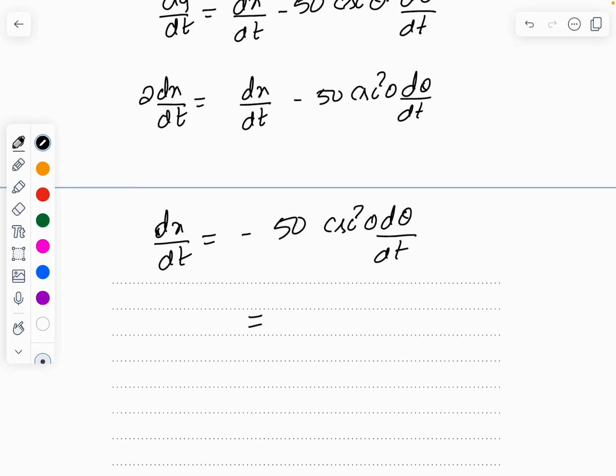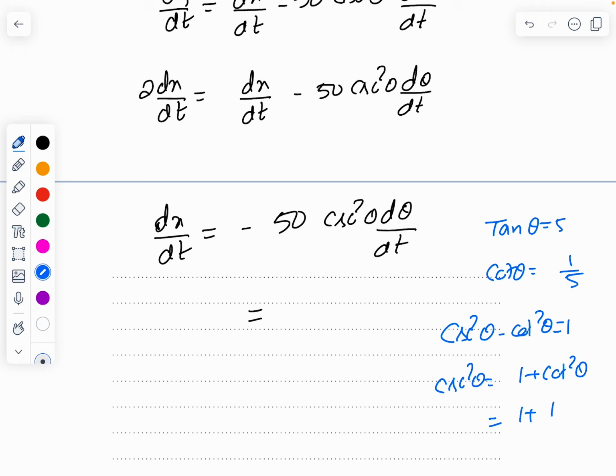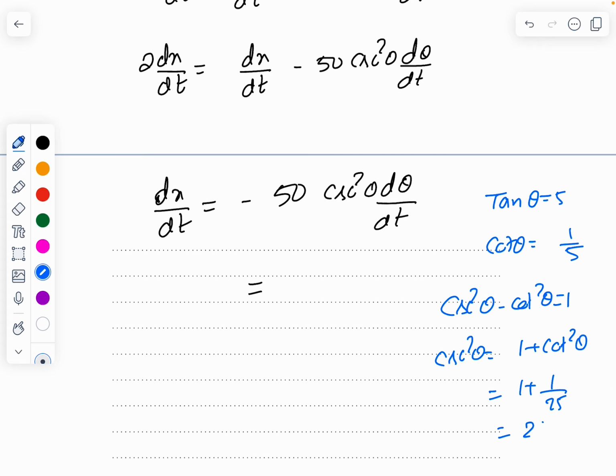So, I want theta over there. How do I find theta? We know that tan theta equals 5. So theta equals tan inverse of 5, which is 1.373. Or else, if tan theta is 5, cot theta equals 1 upon 5. We know the identity cosecant square theta minus cot square theta equals 1. So cosecant square theta will be 1 plus cot square theta, which is 1 plus 1 upon 25, which is 26 upon 25.